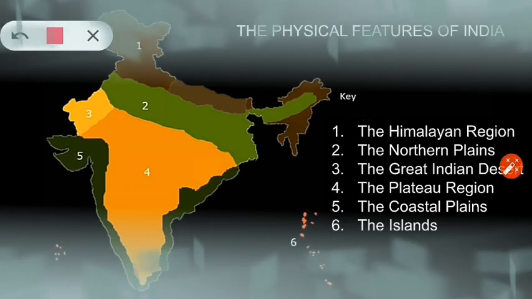In this video, we will be discussing the first 3 zones, first 3 features, that is the Himalayan region, the northern plains and the Great Indian Desert. The rest 3 features will be discussed in our next video, in our next class.